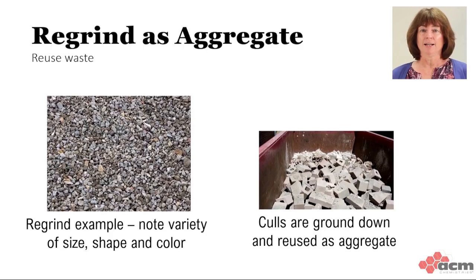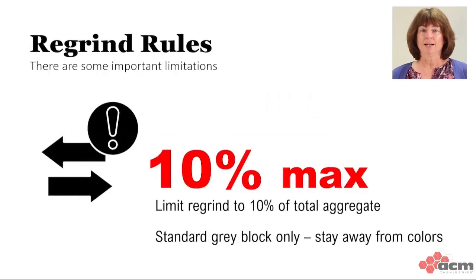Recycling waste units back into usable aggregate is good for the environment and our companies, but there are some limitations that we need to bear in mind. First, it's often difficult to keep a consistent distribution or range of sizes in the aggregate over time. Also, as you can imagine, the regrind may have a variety of colors depending on what happened to be fed into the mix that day. Therefore, savvy producers limit the amount of regrind in their mixes. We recommend no more than 10% regrind in any aggregate blend. Also, limit regrind to standard gray block. Stay away from colored or specialty units.